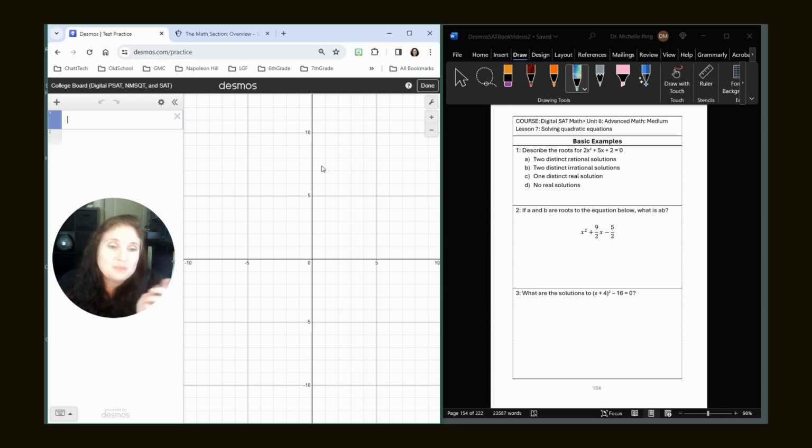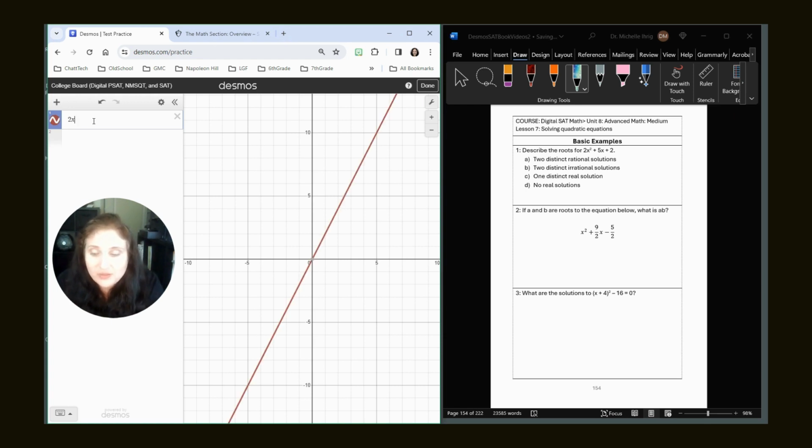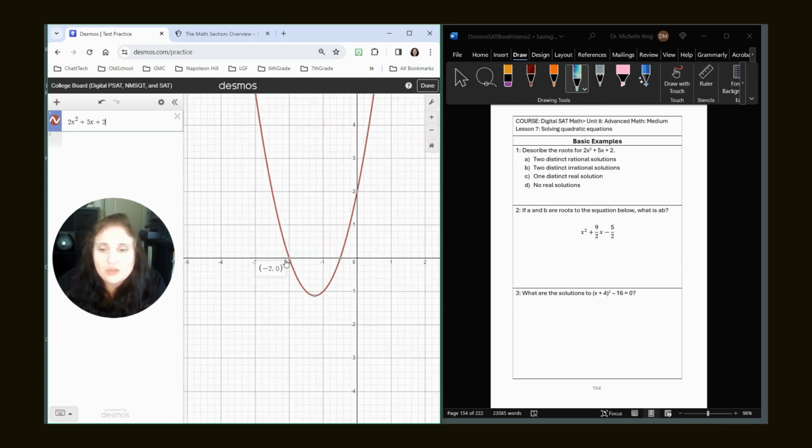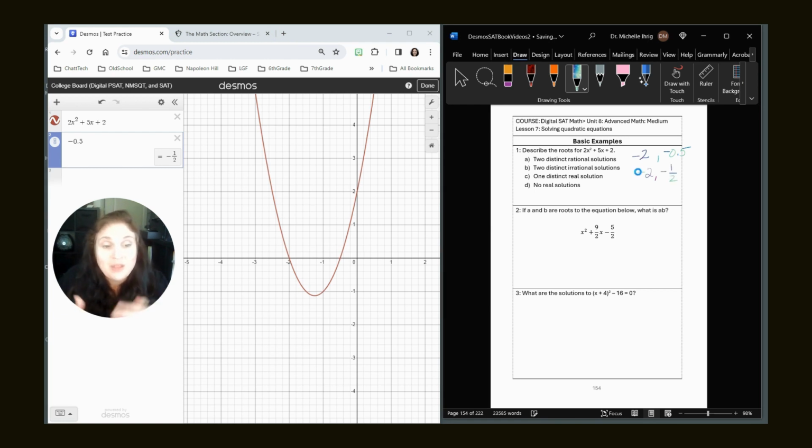Describe the roots of 2x squared plus 5x plus 2. I don't like the equals 0 here, so I'm going to take it out. So we're going to put in 2x squared plus 5x plus 2. When I zoom in, I see that my roots are -2 and -0.5. Those are my roots. Now, if we type -0.5 into the calculator, it becomes a fraction. So really my roots are -2 and -1/2. That's going to be really important.